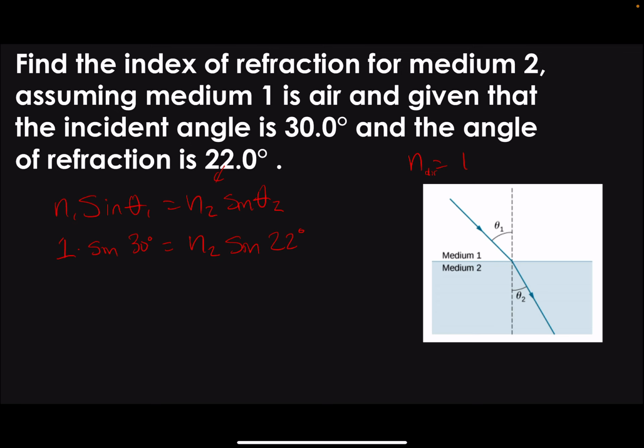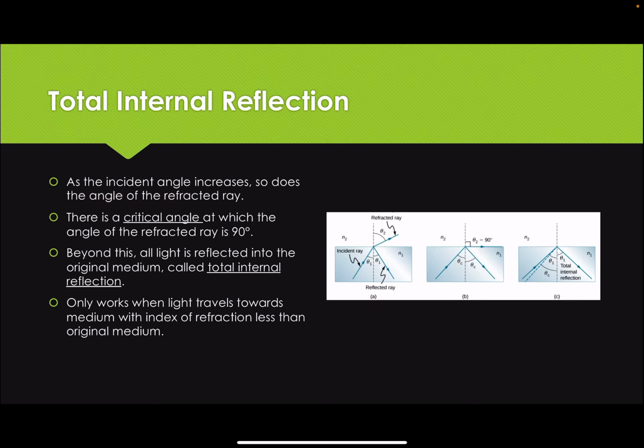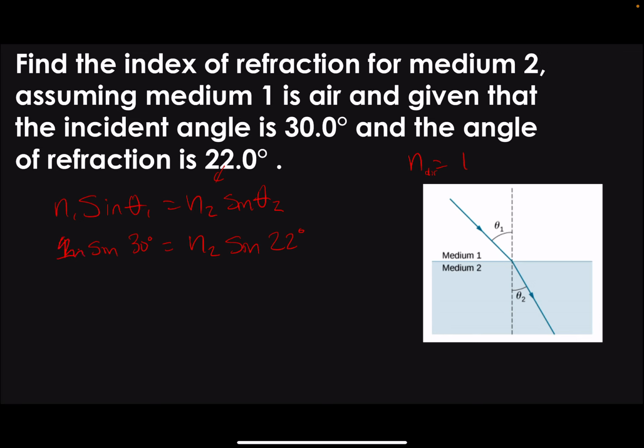And so we can solve this. 1 times sine of 30 is just sine of 30, so we can even get rid of that. And if we divide by sine 22 on both sides, we get that n2 is equal to sine 30 divided by sine 22, which I believe gives us about 1.335. So that is what the index of refraction of the second medium is, which is actually pretty close to water, so maybe this material is supposed to be water in this problem. I don't know. Doesn't matter. That's what our answer is.